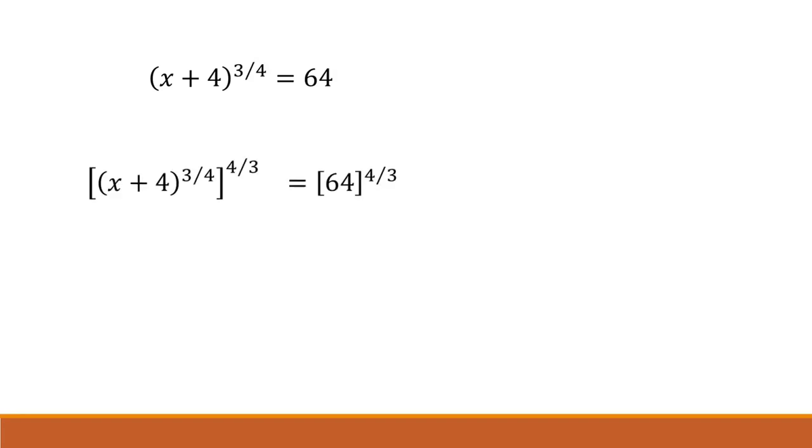Okay, let's try this one more time. We want to solve (x plus 4) to the 3/4 power is 64. We'll raise both sides of the equation to the reciprocal of the power 3/4, which is 4/3. We do that because on the left side, the power to a power, we can simplify by multiplying the powers, and 3/4 times 4/3 is 1.